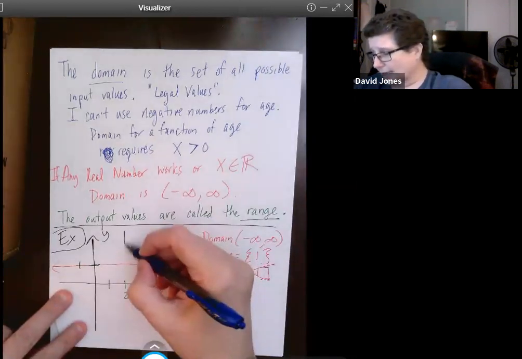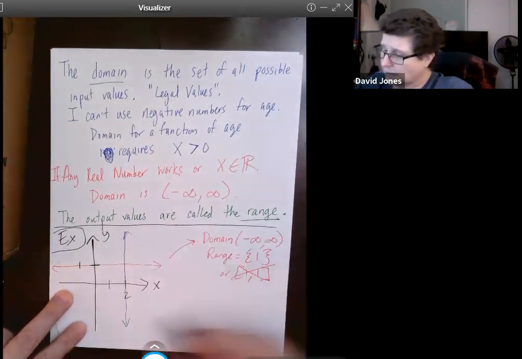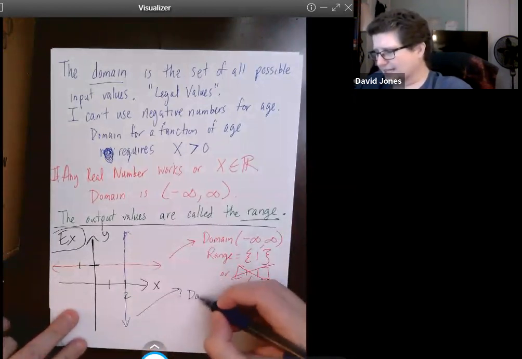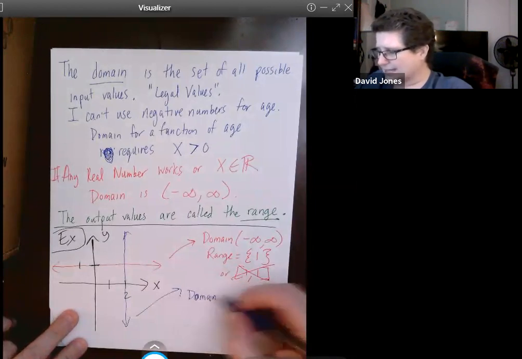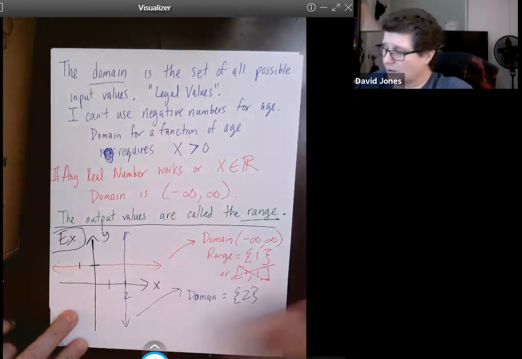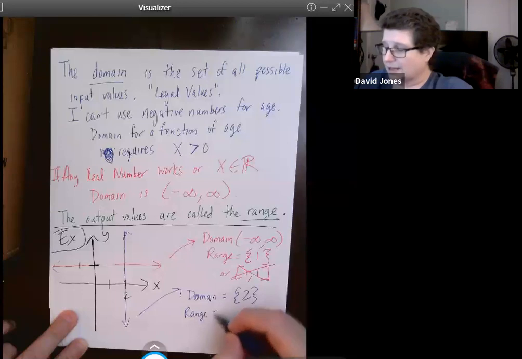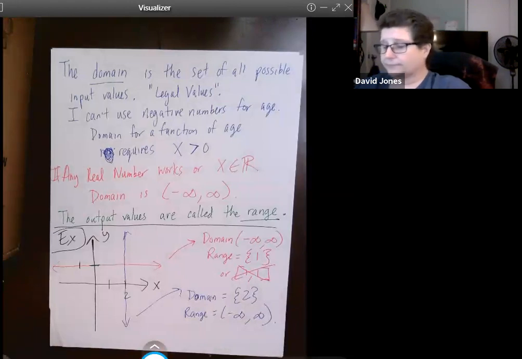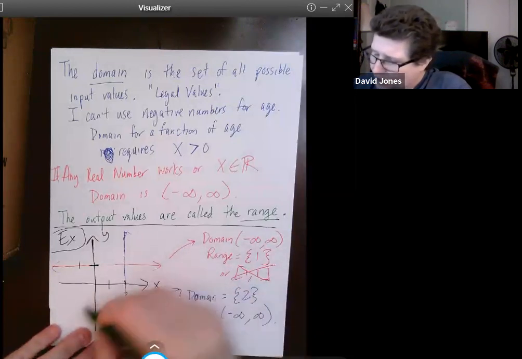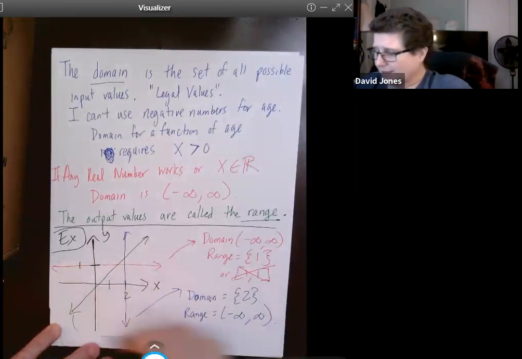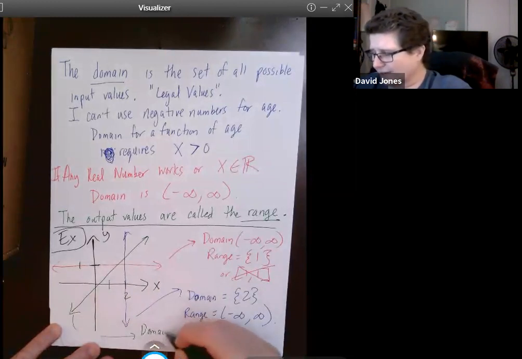If I had a vertical line, well, now the domain is fixed. It's only got one input value. X is 2. But the range can be any value. It goes from negative infinity to positive infinity. And any other line that's not horizontal or vertical, like a straight line at an angle, a tilt, has a domain and range of negative infinity to infinity.